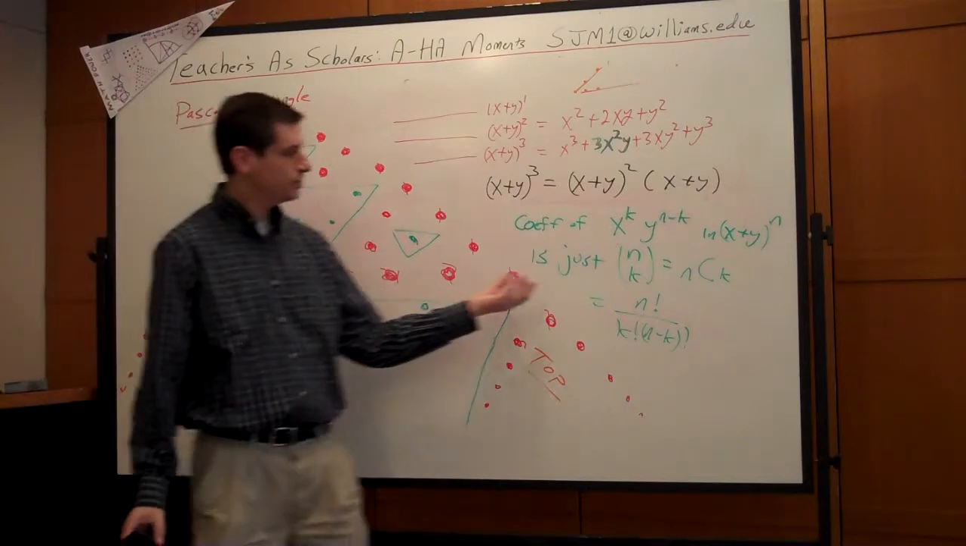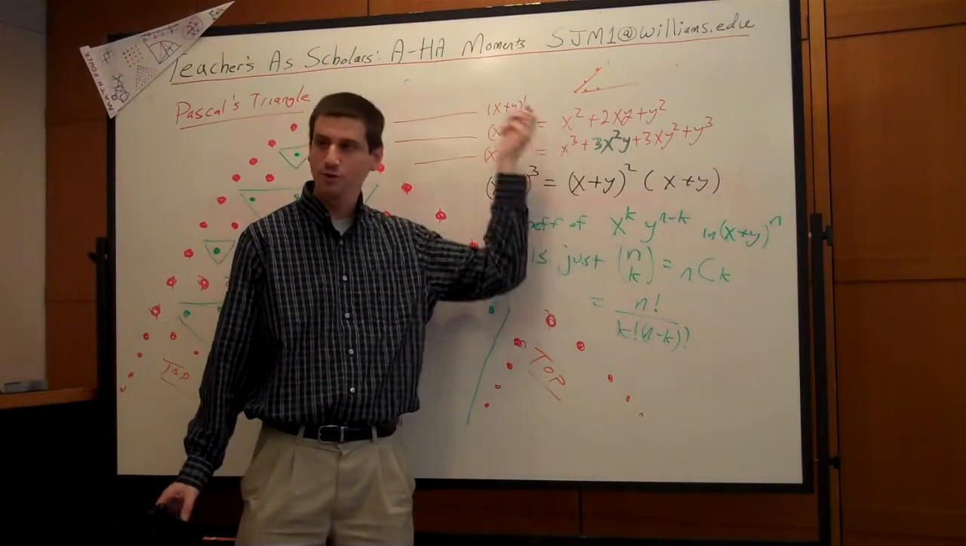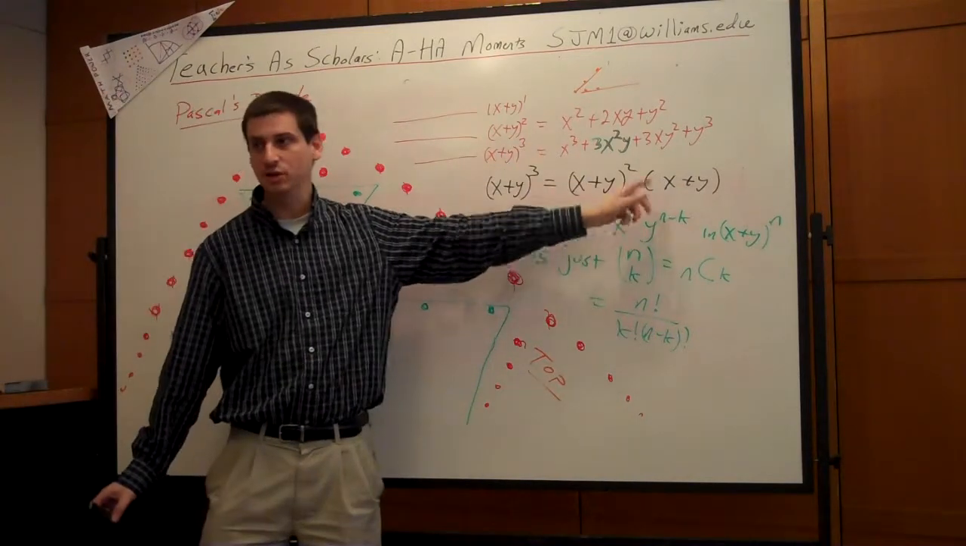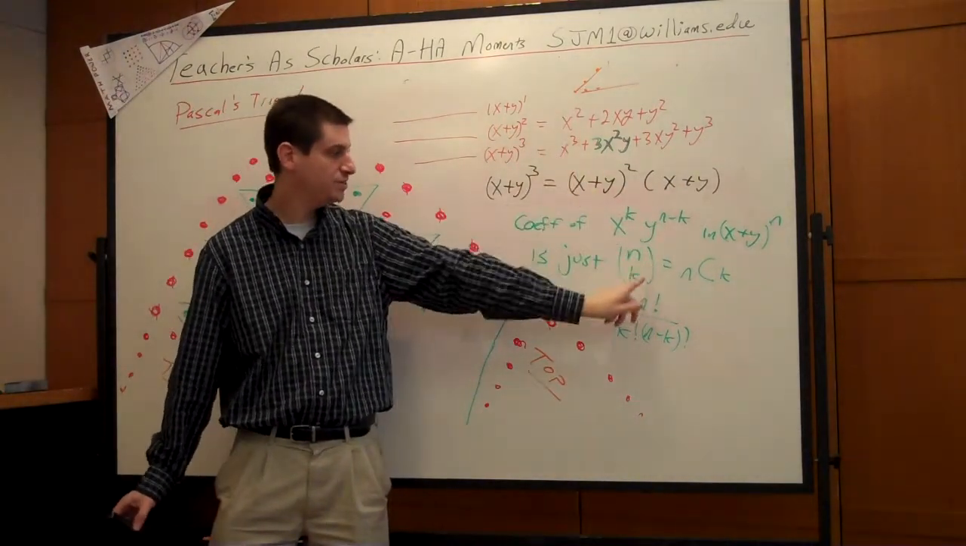So what I want to do is I want to talk a little bit about how you would prove the formula for Pascal's triangle. We proved it by expanding things out over here. And in this proof, I never had to use n choose k.